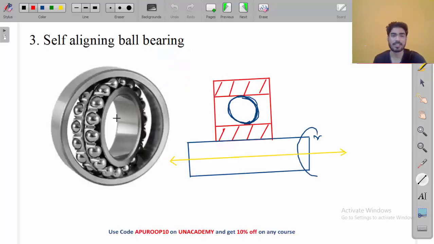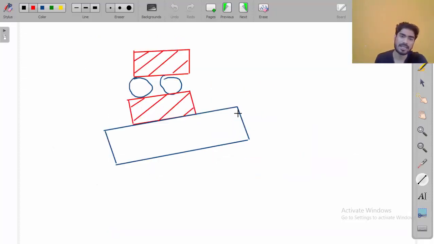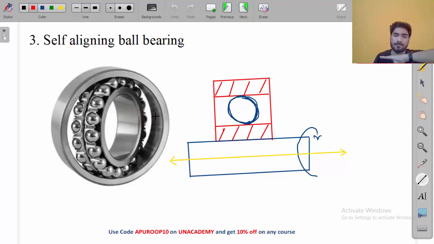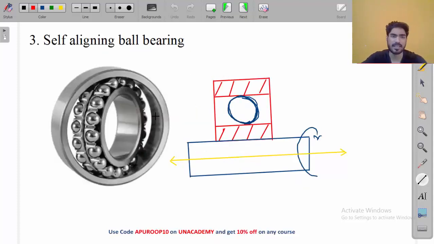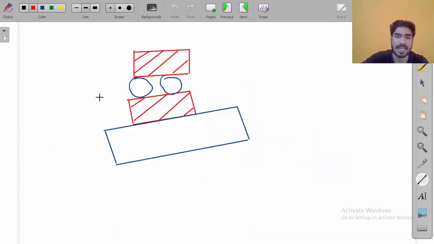But my friend, in this case, what happened? If the shaft is rotating, then the inner race will also rotate like this. This is the shaft. If the shaft is kept perfectly straight, no problem. But if the shaft is rotated like this, the inner race will also rotate, and it will adjust according to the misalignment of the shaft.